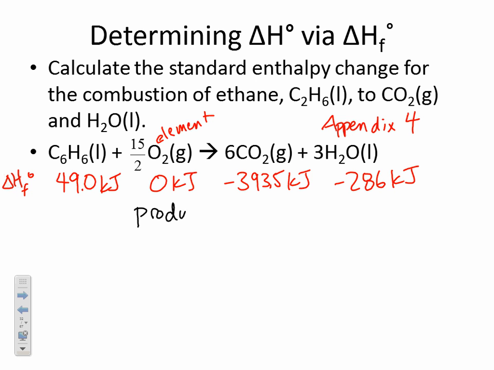Products minus reactants. Sum them up. Okay, so my products, I'm going to start on this side then. Now, my products are CO2 and H2O. So I'm going to have to add together my standard enthalpies of formation of my minus 393.5 kilojoules and my minus 286 kilojoules.